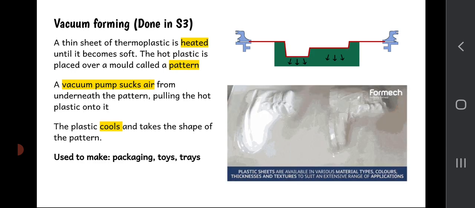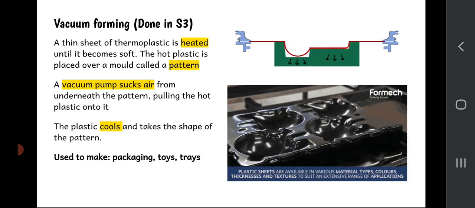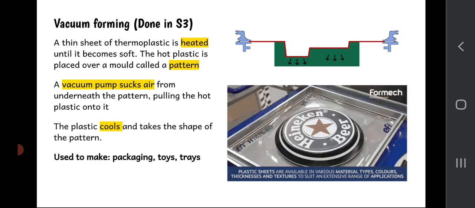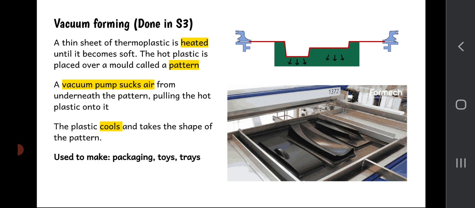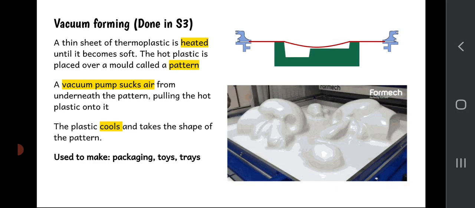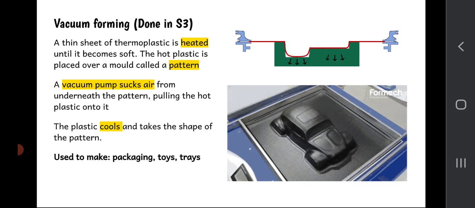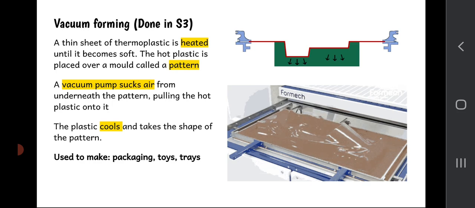And this is typically used to make quite a lot of packaging, some toys, trays, things like that. The little plastic tray that your fruit comes in is probably made from vacuum forming. Or the little flimsy plastic tray that holds assorted chocolates in a box is probably vacuum formed as well.